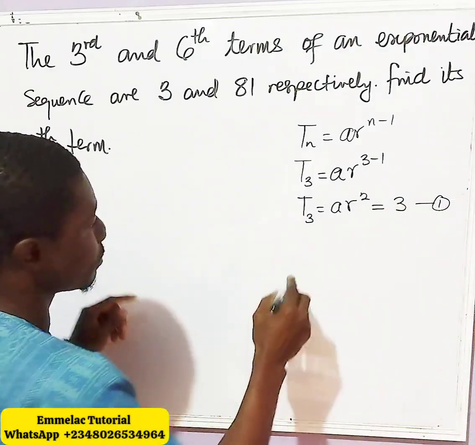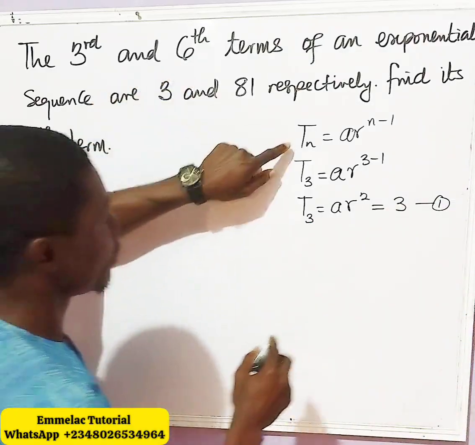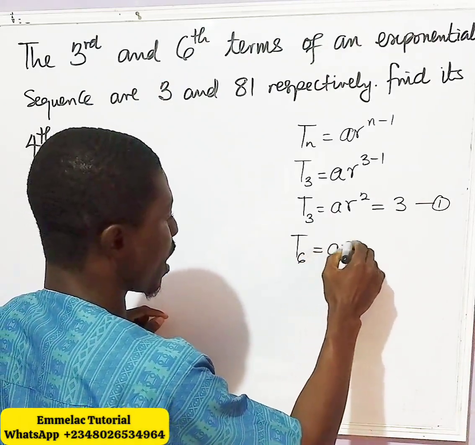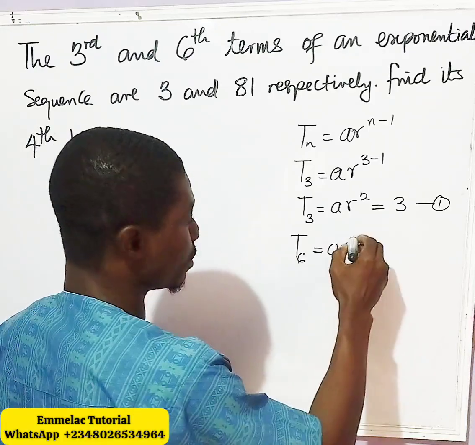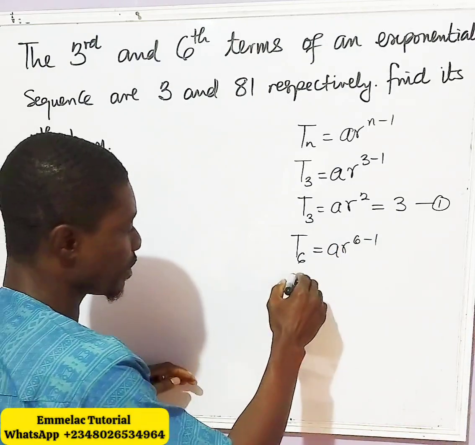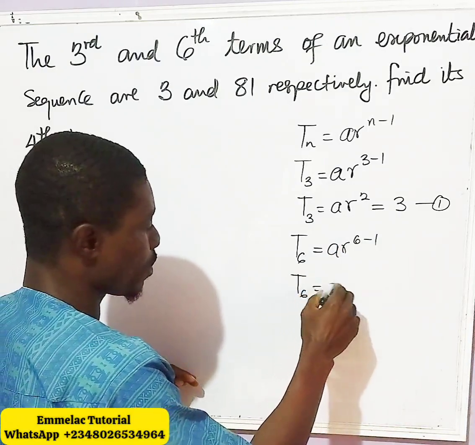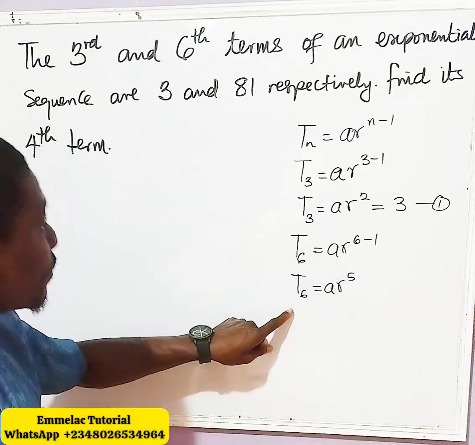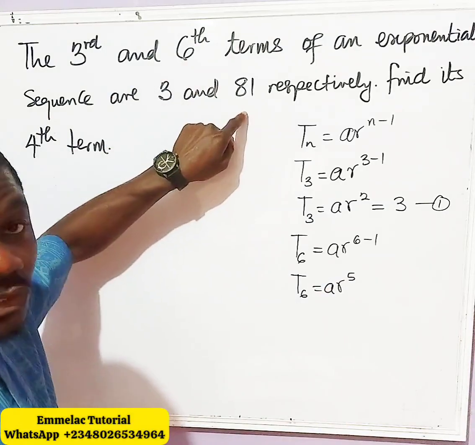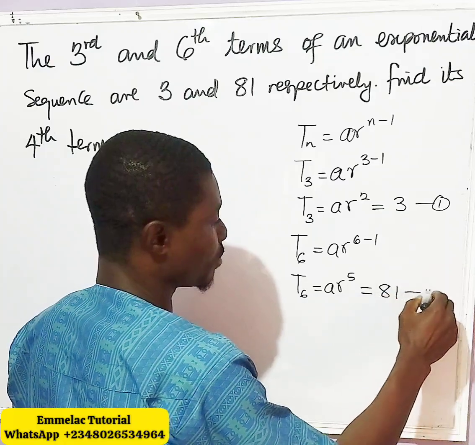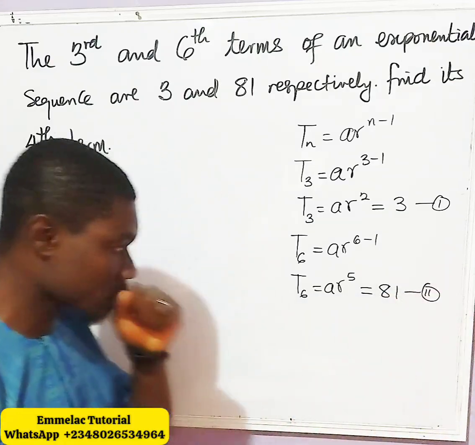Now the second one, we plug in 6. So here we have T6 equals AR raised to 6 minus 1, so T6 equals AR raised to 5. We are given that the sixth term equals 81, so this gives us 81. Let's make this equation 2.